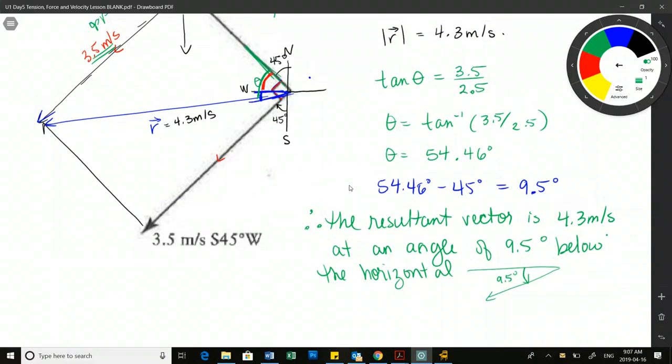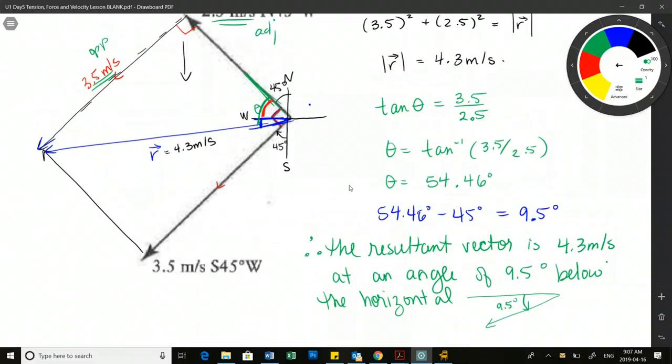So far, so good? Okay. Yep. How is it below the horizontal? I thought the 9.5 was like a blue sliver. Yep. Is that a bar? So this is the horizontal right here. Oh, and then we're going below that.